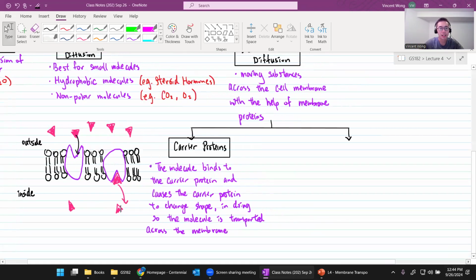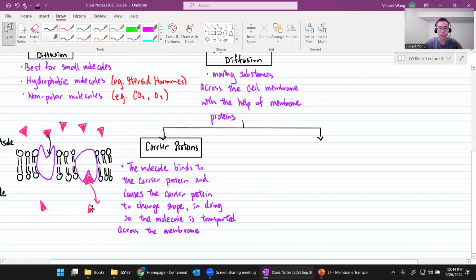Okay. So that's one example. And you know, molecules that would use this would be something that's big. So like glucose. Okay. This is ideal for big molecules. They are too big to cross on their own. They need a bit of help.